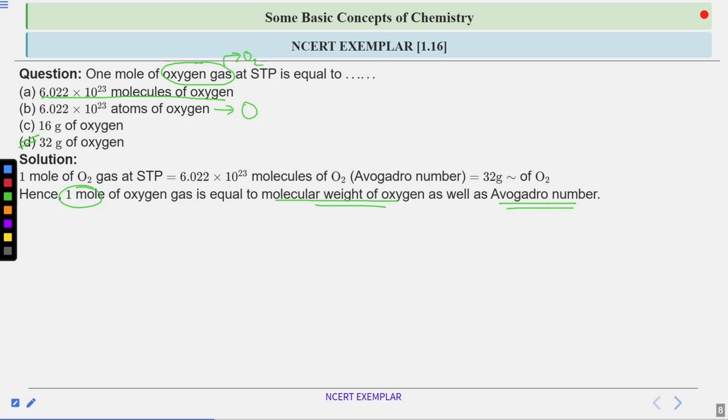What about the second thing? For the second thing, you must know the concept of molar mass. If you want to calculate the molar mass, the formula is the addition of the atomic weights, with gram as the unit. So in 1 mole of O2, we have 6.022 into 10 to the power 23 molecules of oxygen, and its mass will be 32 because one oxygen atomic weight is 16, and 16 plus 16 will give you 32. I hope you are now able to understand this.